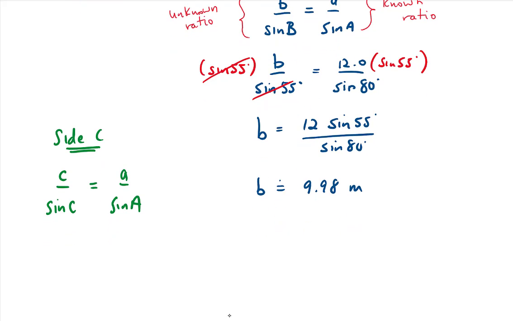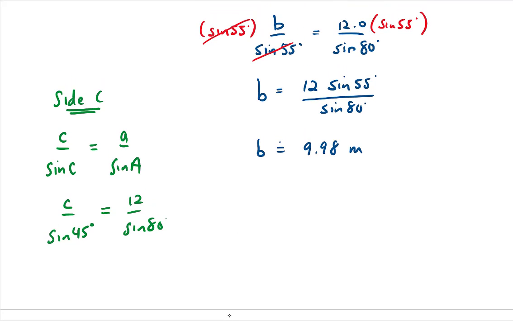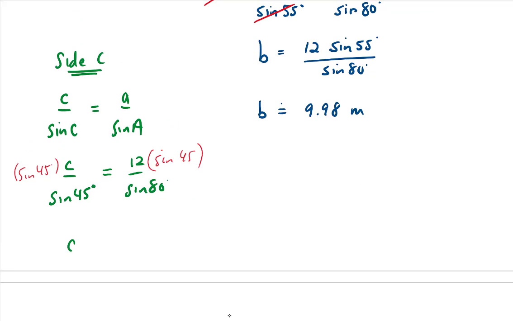So let's put in our values. Side C is our unknown. Sine C, this time we have sine of 45 degrees, equals, same thing as the other side, 12 over sine of 80. That's side A over the sine of angle A. I want to multiply both sides by sine 45 because I want to get C by itself, which tells us that C is equal to 12 sine of 45 degrees divided by the sine of 80 degrees.